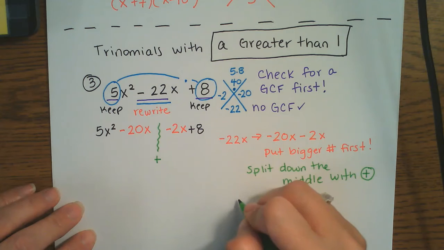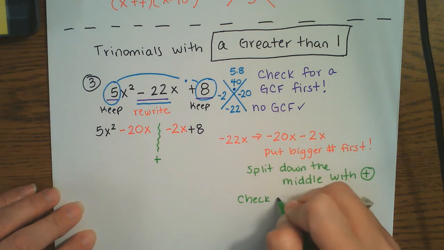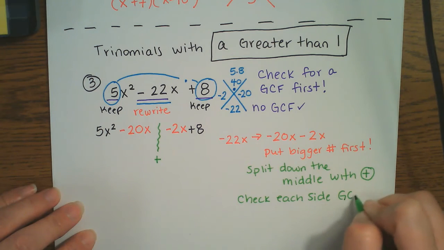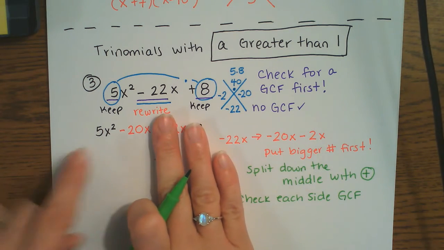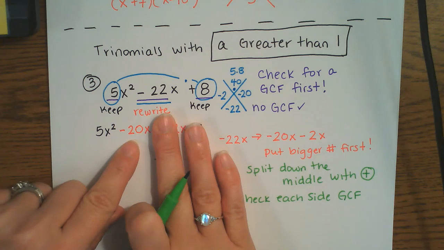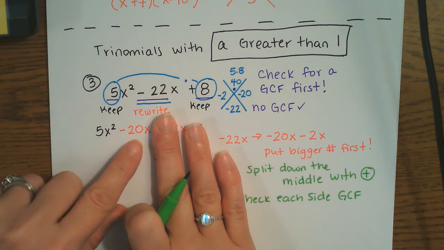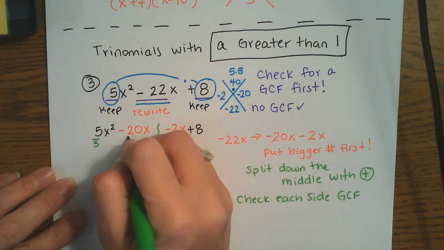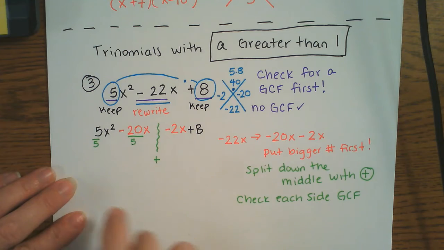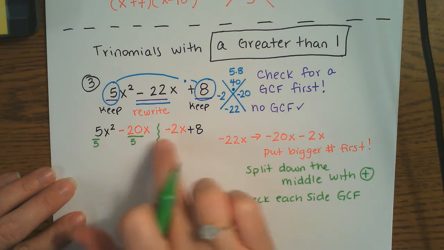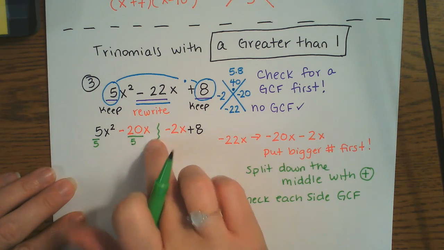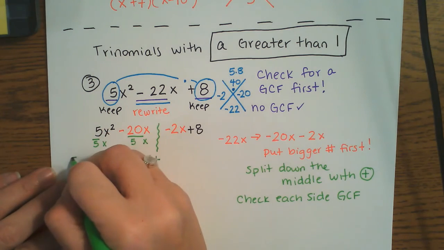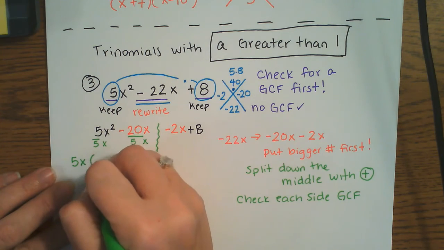And I'm going to check each side for a common factor. Because now, if I look at 5x squared and negative 20x, 5 and 20 can be divided by 5. X squared and x, they have one x in common, so I'm also going to divide out an x. So that common factor comes to the front.